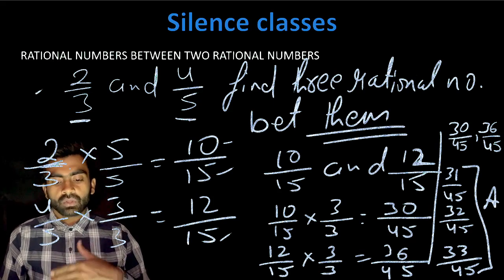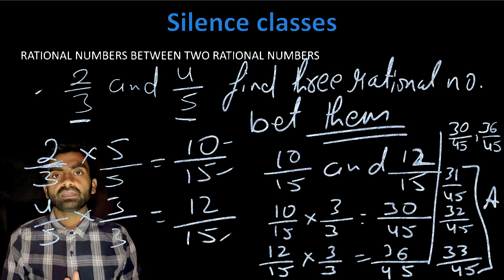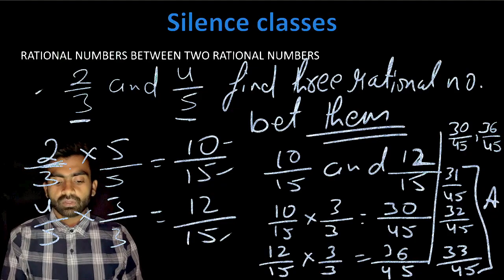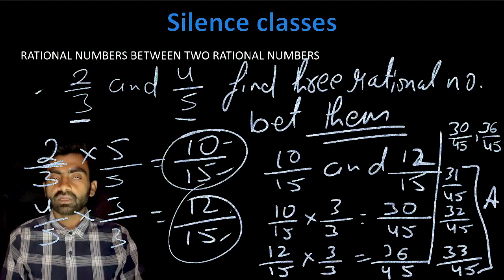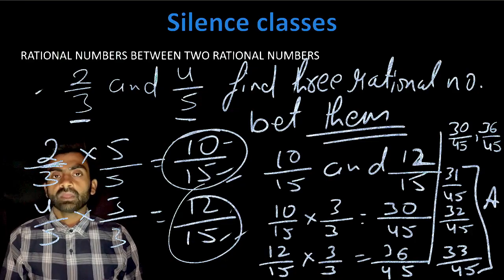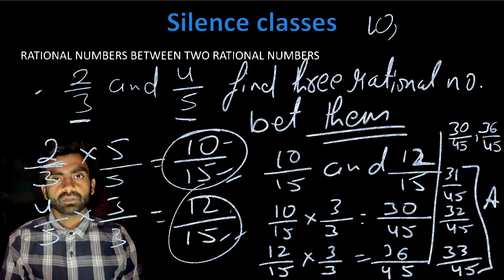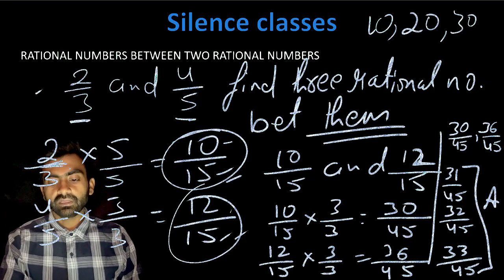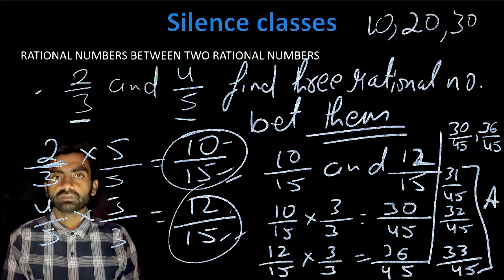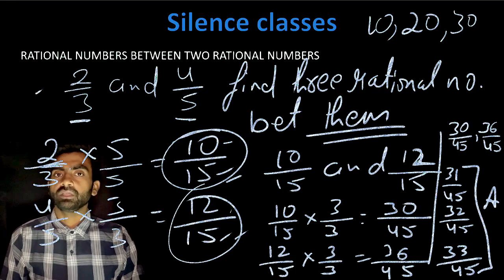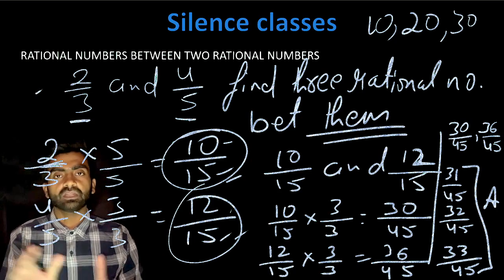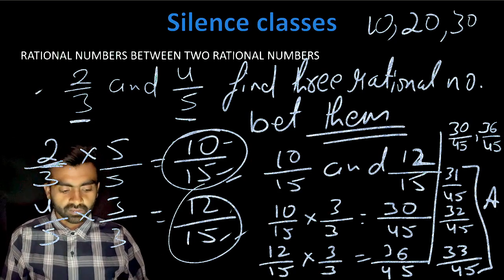And one thing you can do: once you have made the denominators equal, you can directly multiply by 10, 20, 30, like this. Don't multiply by the numbers given to us. If you don't want to do that, directly multiply by 10, by 20, by 30. So you will get a big gap between the numbers. I hope you understood.